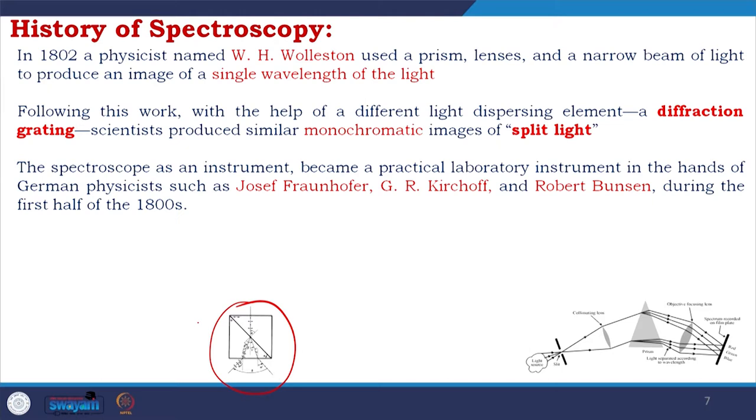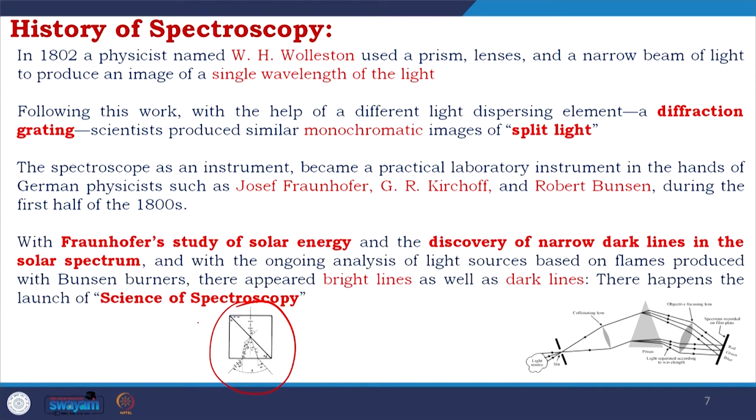The spectroscope as an instrument became a practical laboratory instrument in the hands of German physicists such as Joseph Fraunhofer, I am sure you know about him, I am coming back, G. R. Kirchhoff and Robert Bunsen during the first half of the 1800s. As I told, Fraunhofer sounds very familiar because of the study of solar energy and the discovery of narrow dark lines in the solar spectrum, the Fraunhofer lines which you know. And with the ongoing analysis of light sources based on flames produced with Bunsen burners, there appeared bright lines as well as dark lines. There happens the launch of the science of spectroscopy.